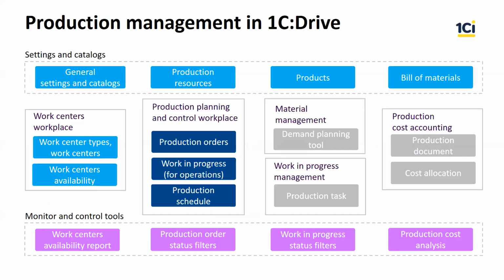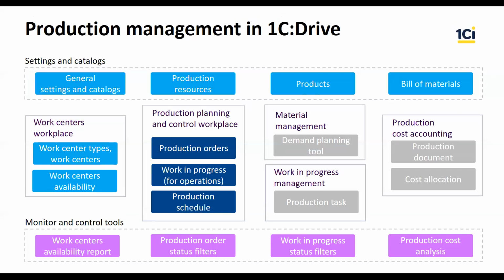Let's have a look at what OneSeeDrive has to offer in the area of production management. At the top, you see all the settings and catalogs that are used to store all the reference information that we might need to register business transactions and analyze results. Then goes the Workcenter workplace, where we register Workcenter availability, production resources availability to be exact, and the production planning and control workplace. There are also tools for material management, work in progress management, and production and cost accounting. And underlying all that are monitoring and control tools that are mainly presented by reports and different status filters applied to different types of transactions. Let's go to OneSeeDrive and see where it is placed.